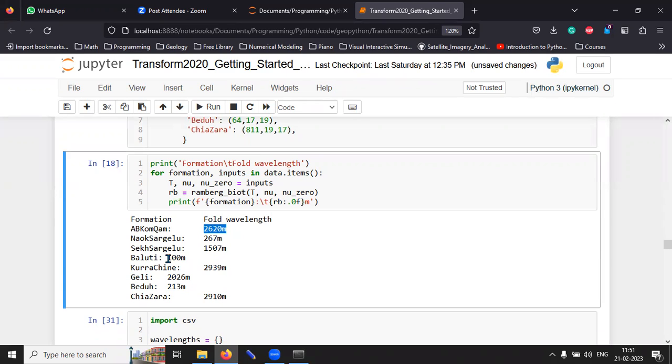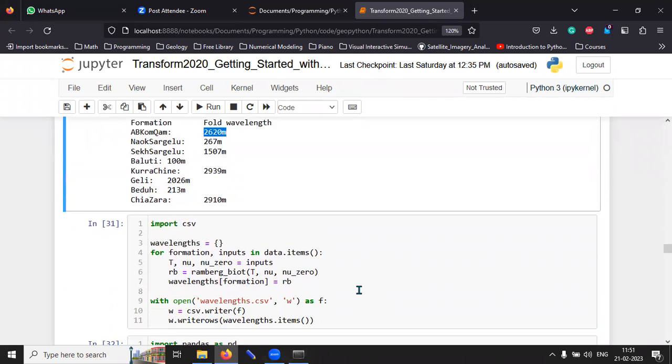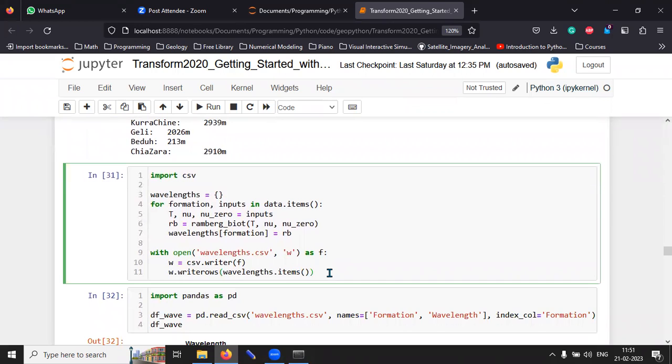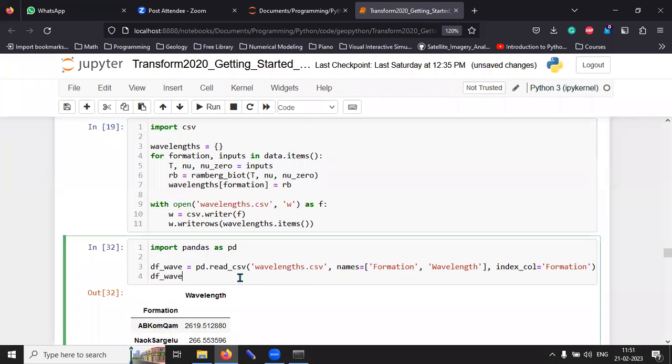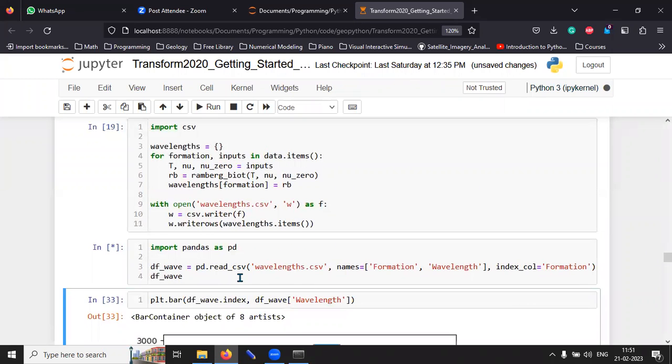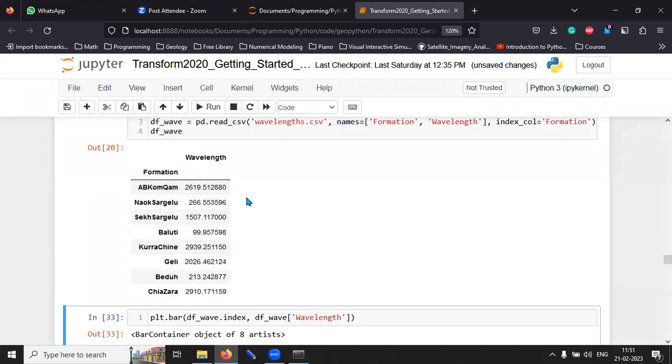This is some issue with the formatting. So some of the issue values are over here. Now we can record these values into a spreadsheet. So next, that is what I have done. A spreadsheet is created, and then this spreadsheet is accepted into a pandas data frame, so as to show you the name of the formation and the wavelength we are getting. These are the exact values that we are getting for those wavelengths.